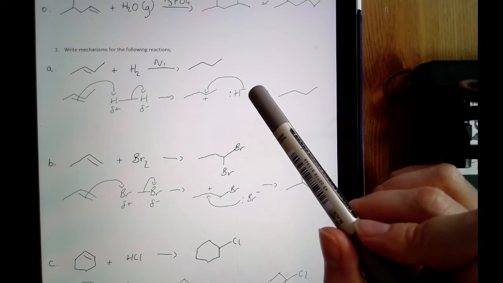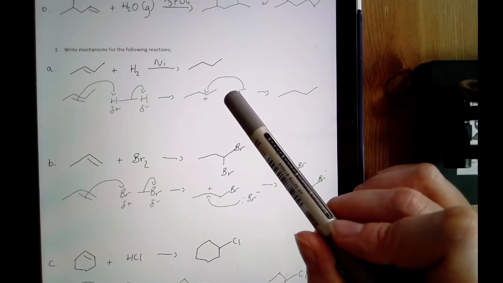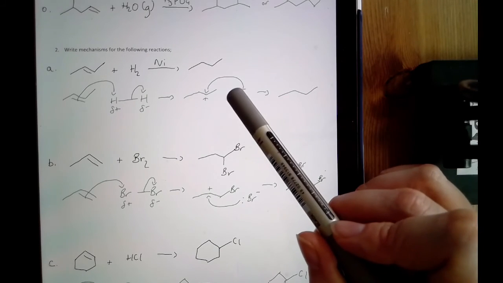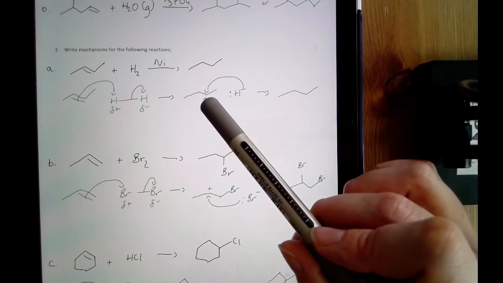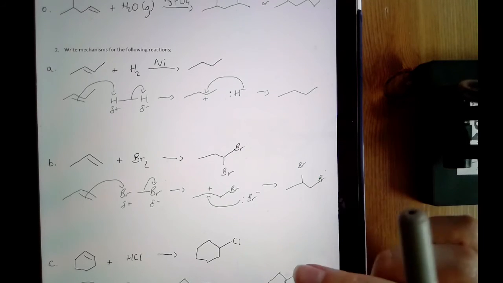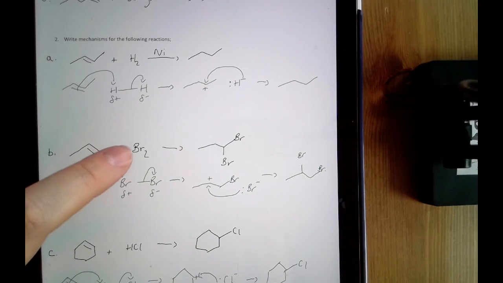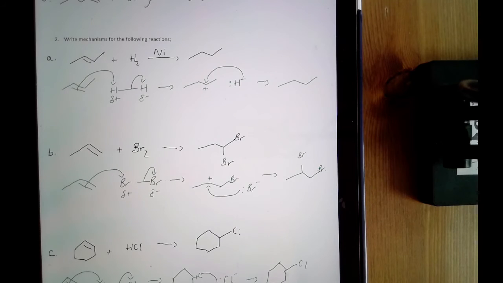Your arrow here has to start from either the negative charge or the lone pair. It can't just start on the hydrogen atom. It has to be the negative or the lone pair, and it needs to be a positive charge on that carbon, not a delta positive charge. Underneath, we've got the example with bromine. It's an unsymmetrical alkene, but you are adding the same atom to each carbon, so you only need to do it out once.